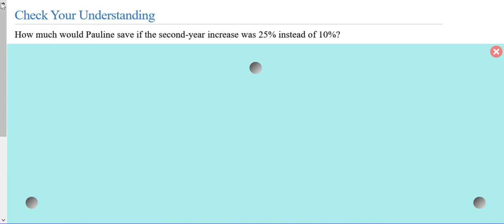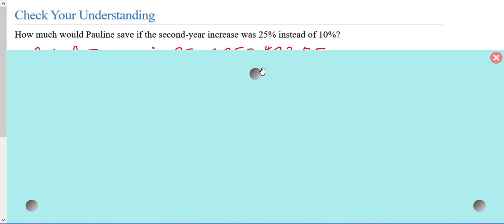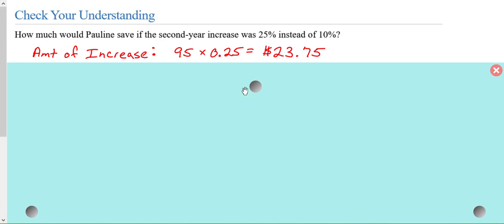For check your understanding, how much would Pauline save if the second year increase was 25% instead of 10%? So we would need to calculate the amount of increase. So that would be 95 times 25%. Remember, 25% is 25 out of 100. Divide it, and it gives you 0.25. And the increase would be $23.75.